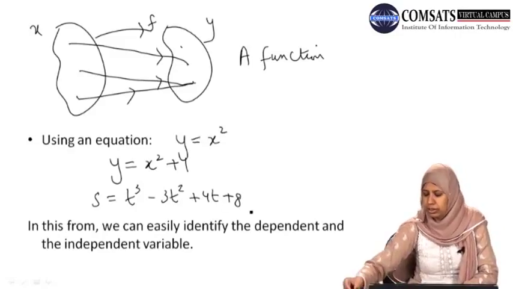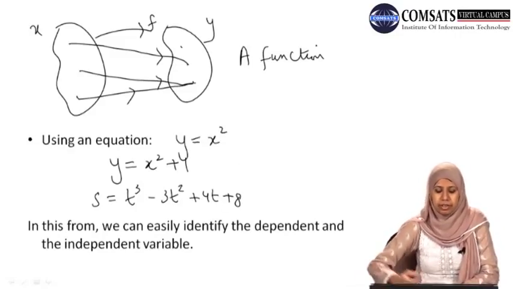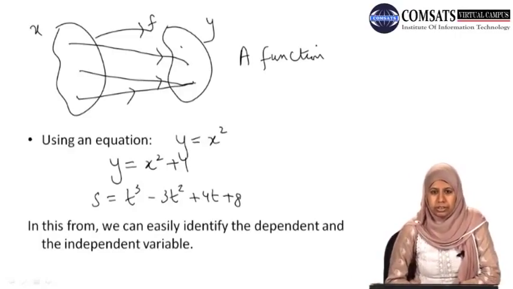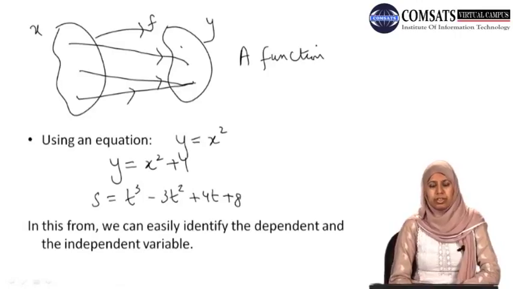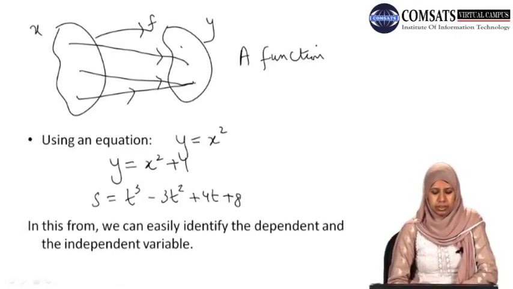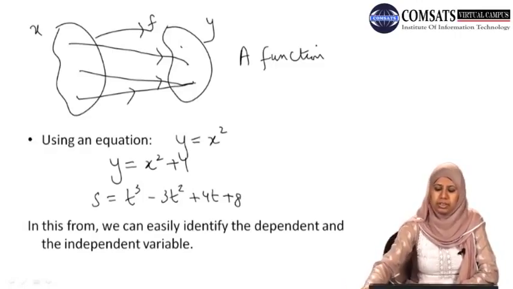From these equations, we can easily identify the dependent variable and the independent variable. That is, the quantities on the right hand side are the set of inputs or the independent variables, and the quantities on the left hand side are the set of outputs or the dependent variables.